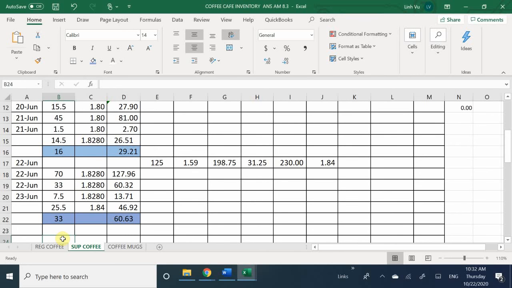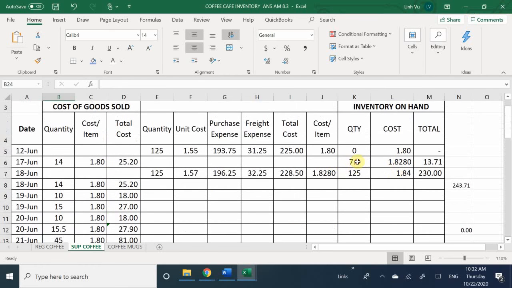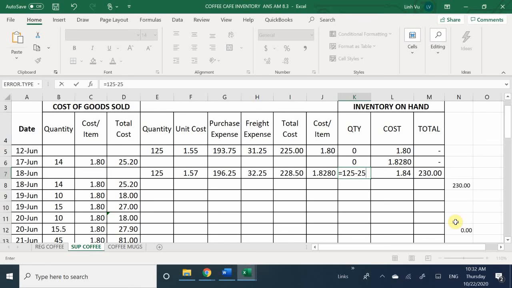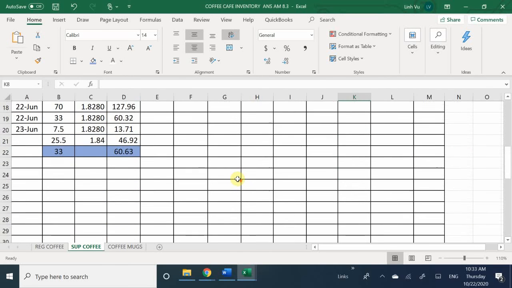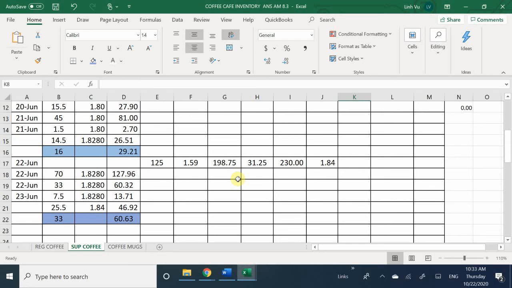Okay, so let's go ahead and update your inventory. You got rid of your 7.5. And here we need 125 minus 25.5 to give me 99.50, which reflects to me that I should have a total of 183.08. All right. So let's go ahead and do our cost of goods sold.